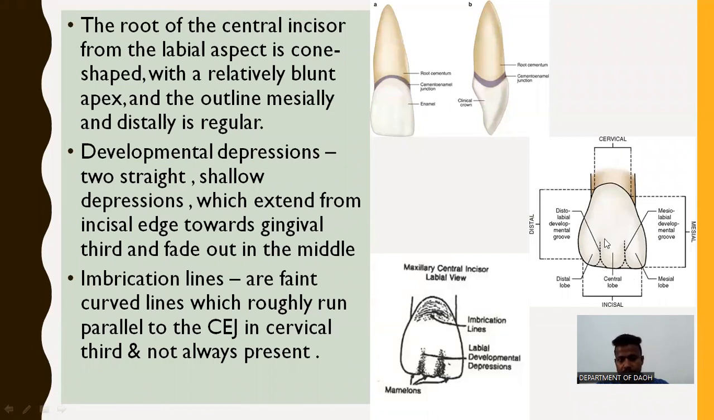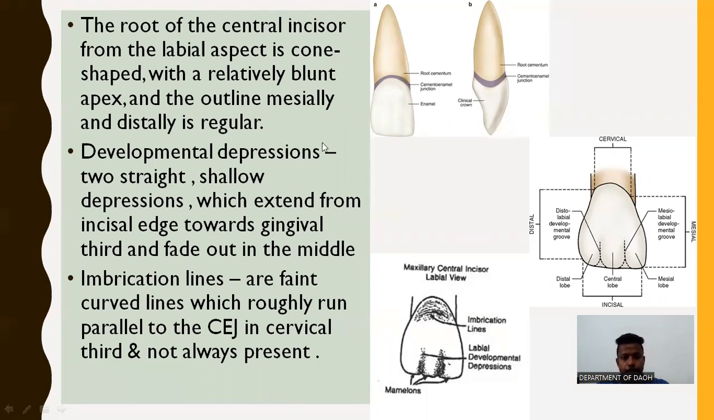There are two straight shallow depressions which extend from the incisal ledge towards the cervical one-third and fade out in the middle one-third. You can see the depressions completely in the cervical or incisal one-third and partially in the middle one-third. They fade out when they reach the middle one-third.